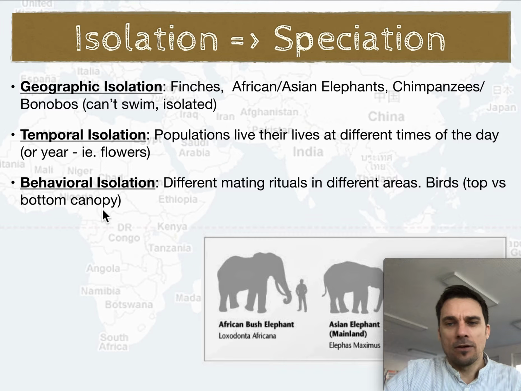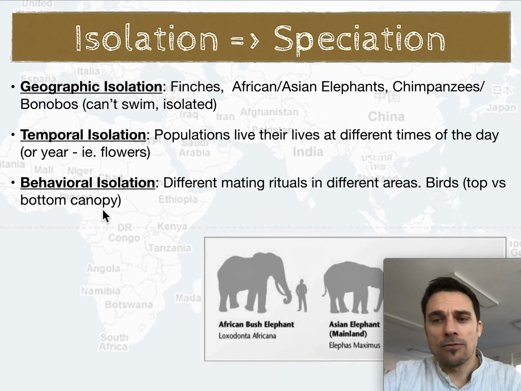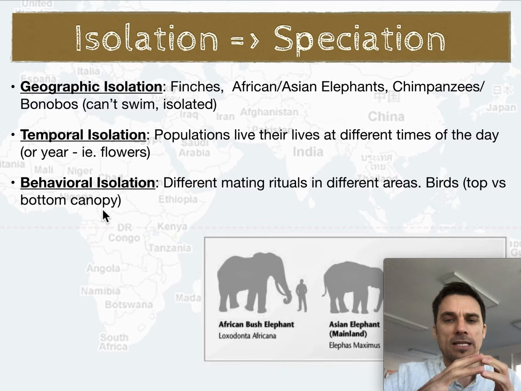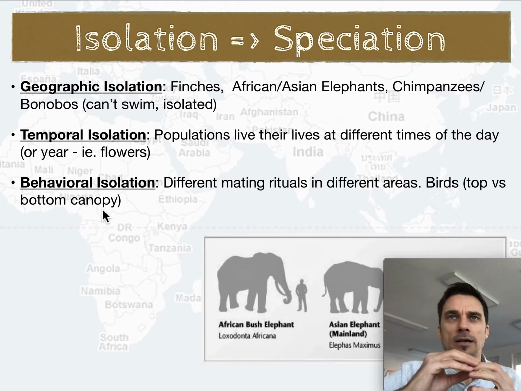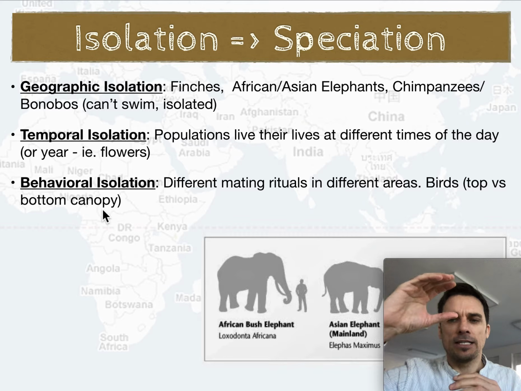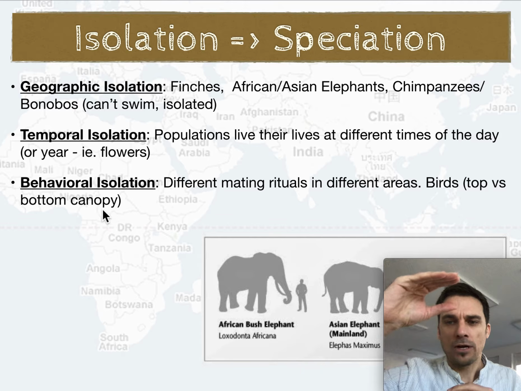Behavioral isolation, we see that in thick rainforests and different species of birds. Again, rather than one species taking over completely, sometimes behavioral isolation can move a bird to the top of the tree and change its behavior, how it hunts, and where it lives its life.